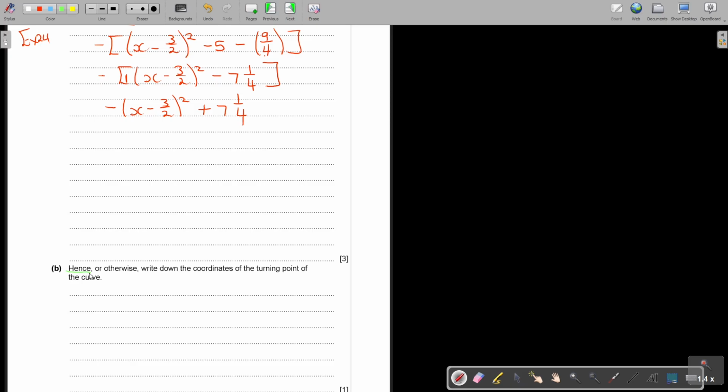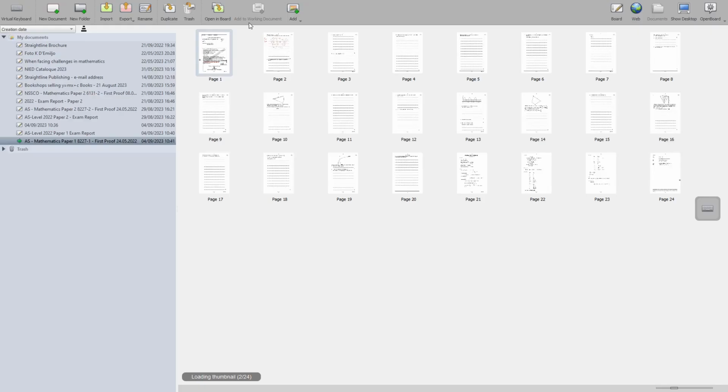Write down the coordinates of the turning point of the curve. Remember, you can get the turning point from this form. You change this sign, so it's going to be positive 3 over 2, and you keep this sign the same. And there you find your xy coordinate. That's the answer. And now what I'm going to do is take you to the exam report.